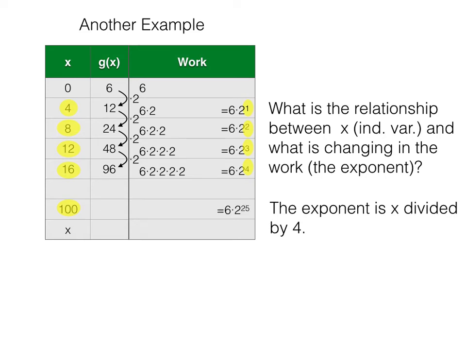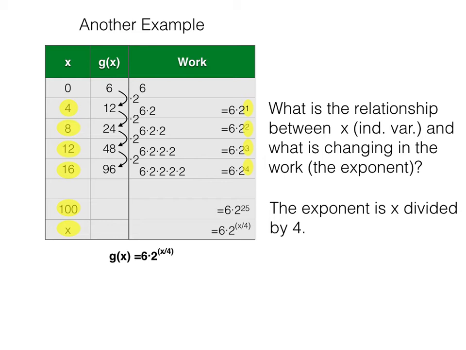So for 100, 100 divided by 4 is 25. So we have 6 times 2 to the 25th power. And for x, it's 6 times 2 to the x divided by 4 power. We know this because we saw that the exponent was just x divided by 4. So there's our rule.